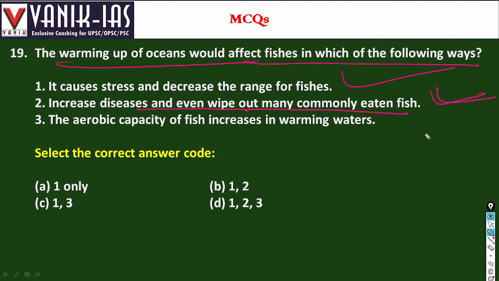Aerobic capacity of fish increases in warming waters. Why is this wrong? As the temperature increases, the demand for oxygen in many fish species increases, and that will exceed their capacity to extract oxygen. The oxygen demand is more than they can extract, and as a result the aerobic capacity of fish decreases in warming waters. So the third statement is wrong. Only one and two are right.